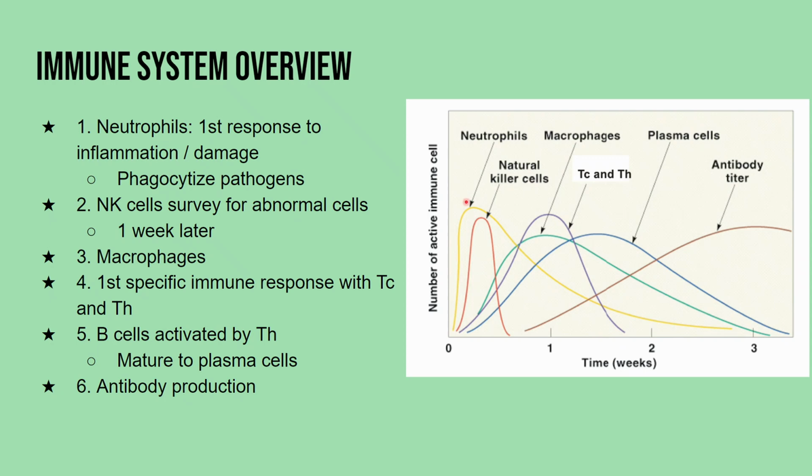And then here is a general overview of everything we've talked about when a pathogen is detected in the body. So then there's also that diagram that I took directly from the lecture. So first response is the neutrophils. These are the first response to inflammation or damage, and these phagocytize pathogens, which means they just take them in and destroy them themselves. If the pathogen makes it past the neutrophils, there's still more pathogens. So then the natural killer cells survey for more abnormal cells a week later.